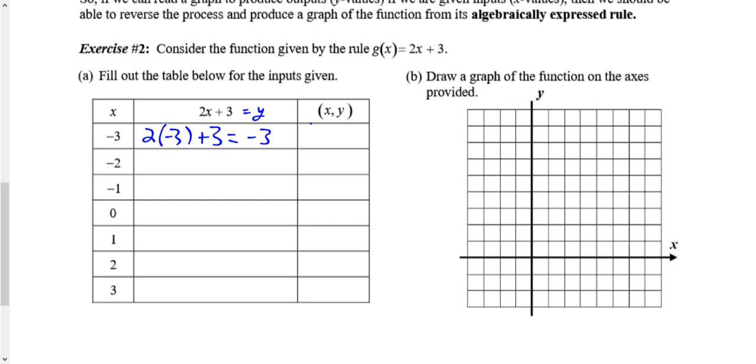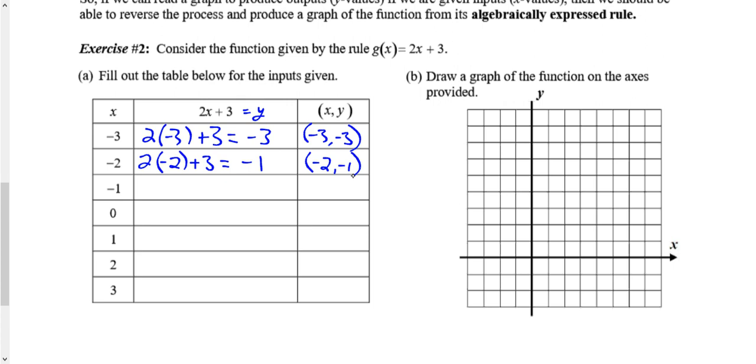So what are the coordinates of that point? What comma what? -3 comma -3. Okay? We'll do the next one. 2 times what? -2 plus 3. So that's -4 plus 3, which is, and what are the coordinates of this point? -2 comma -1. Get the idea?